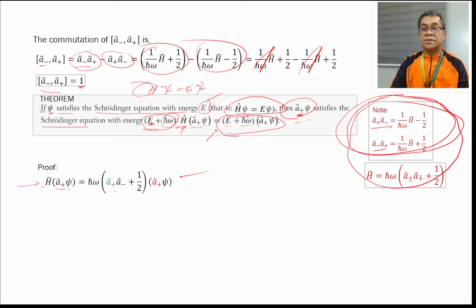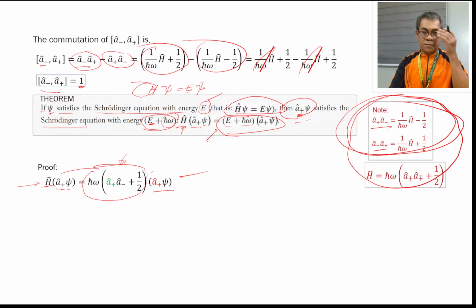Okay, so this is our Hamiltonian that we had previously. This one is h bar omega times the product of the raising and lowering operators, added by one half. So we derived this in the previous line, and this is our result. Okay, so that's it. Then continue.